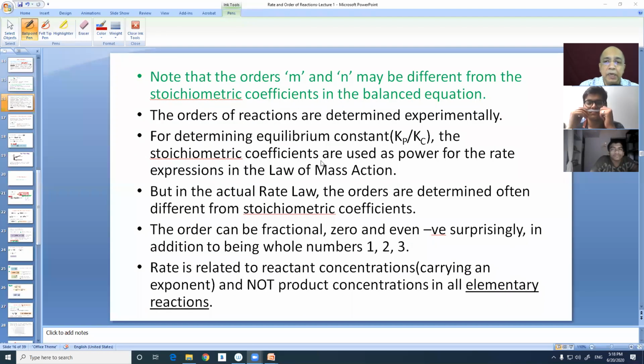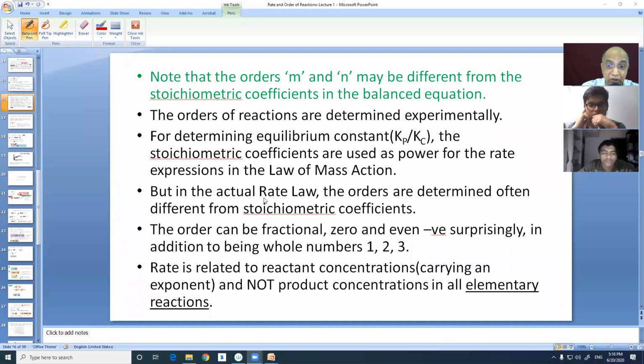Now, listen to me, M and N may be different from the stoichiometric coefficients in the balanced equation. Maybe. It may not be also. The orders of reactions are determined experimentally. For determining the equilibrium constant, capital Kp or capital Kc, the stoichiometric coefficients are used as powers in the expression defined by the law of mass action. But here it is not the same.